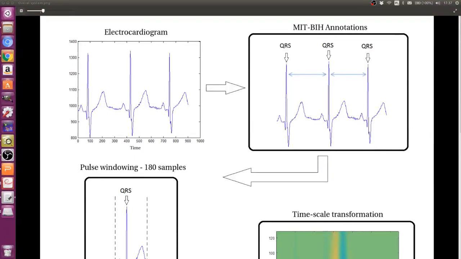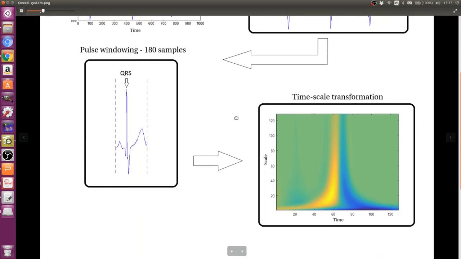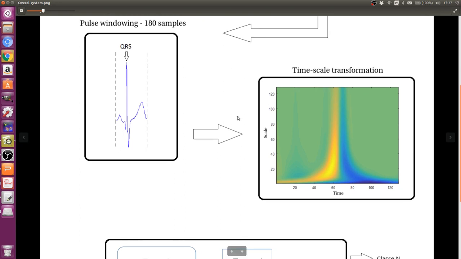We use the electrocardiogram signals from the MIT-BIH arrhythmia database for developing the project. We extracted both temporal and morphological features present in the electrocardiogram signals. The temporal feature is related to the time between 2 heartbeats, and the morphological feature is composed of the pulse windowing timescale plane of the continuous wavelet transform.